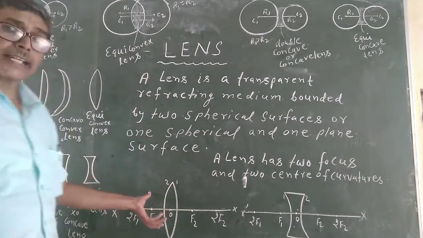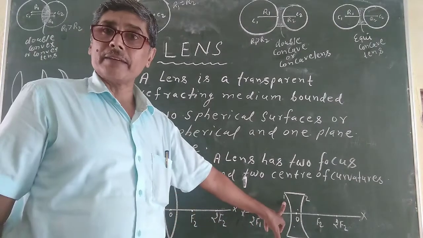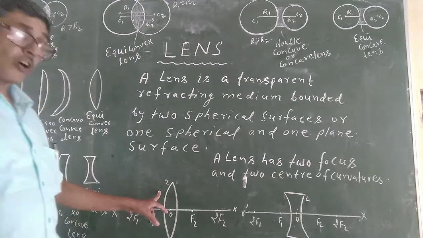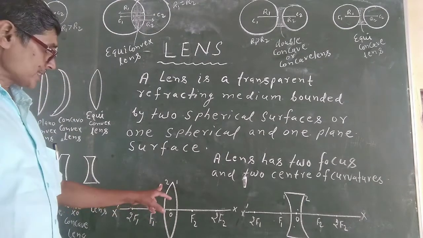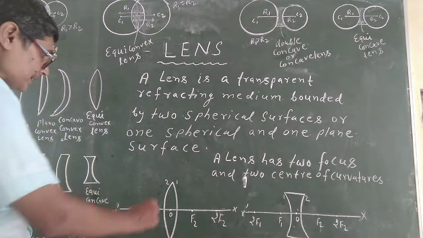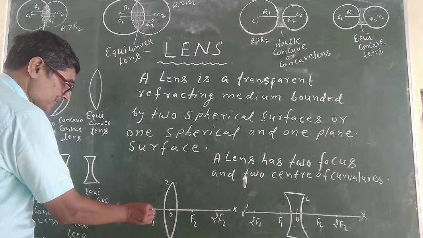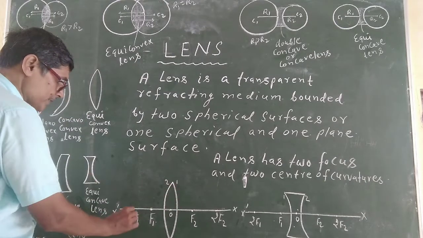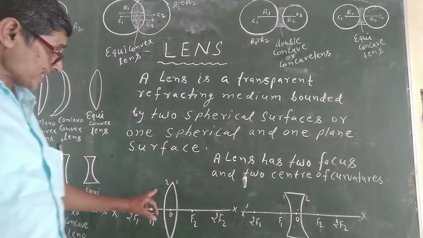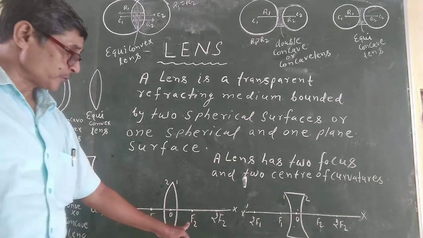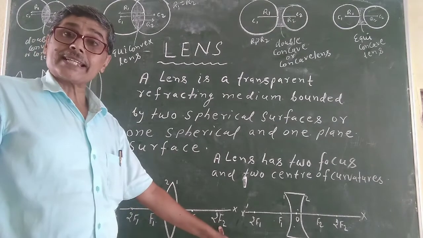Here, taking an example, this is a convex lens and this is a concave lens. In the case of the convex lens, I have assumed this is the first surface and this is the second surface. The focal length of the first spherical surface is f1 and its center of curvature is 2f1. For the second spherical surface, f2 is the focal length and 2f2 is the center of curvature.